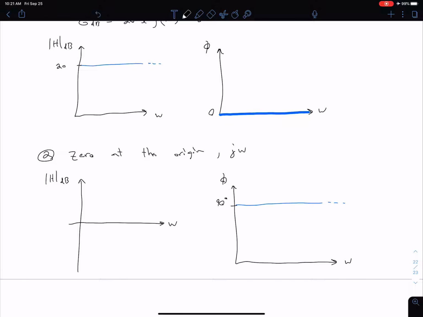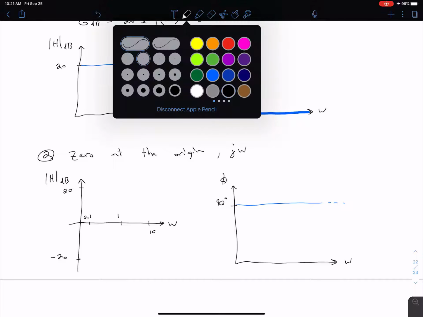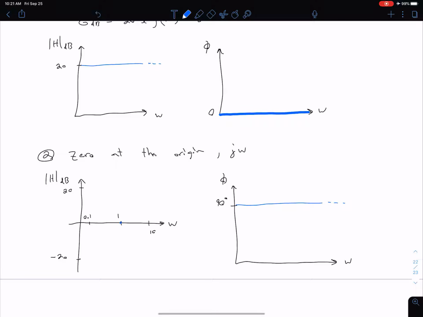And for our magnitude, our gain, we have sort of these three key points. We have 0.1, 1, and 10. And so we said that we have a 20 dB slope, 20 dB per decade. So at 1, we have a value of 0. And then as we go 1 decade to the left, we've gone down 20. As we go 1 decade to the right, we've gone up 20. So we get something that looks like this. And so again, that's a 20 dB per decade slope.